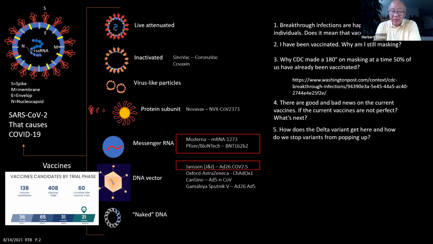So the questions: how does the Delta variant come about? And more importantly, how do we stop it? And how do we stop variants from popping up?